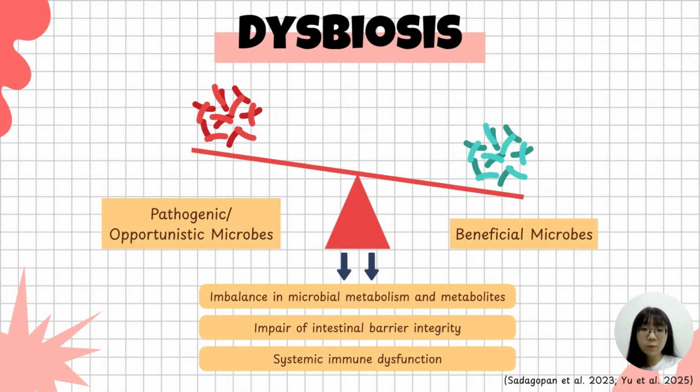However, when microbiome community balance is disturbed, we face a problem which is known as dysbiosis. Dysbiosis can reduce microbiome diversity and abundance of microbiomes, disrupt microbiome metabolites production, weaken intestinal barrier integrity, and trigger systemic immune dysfunction.